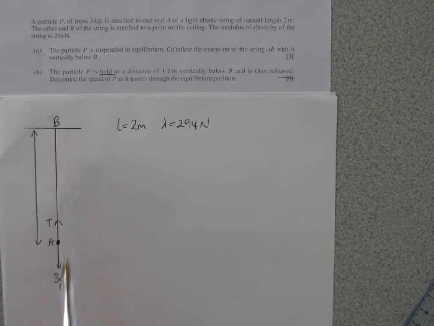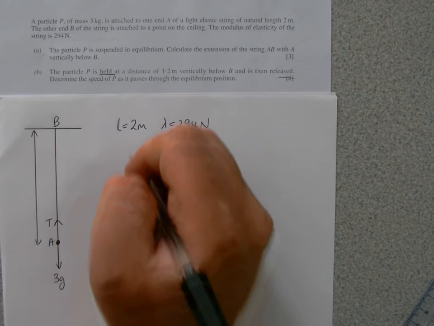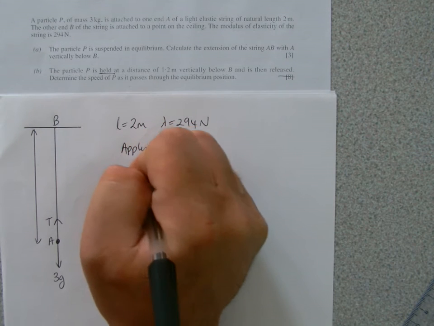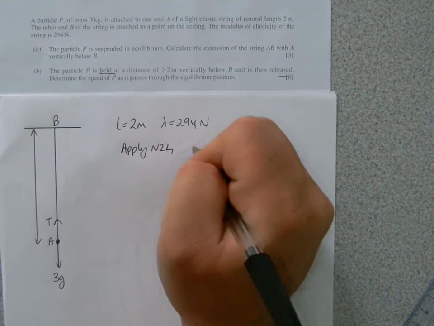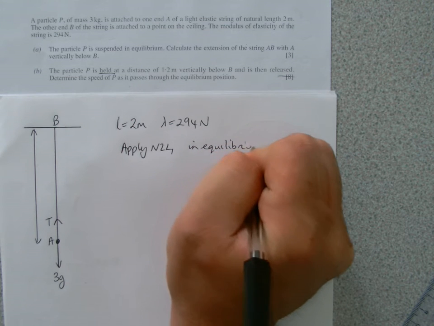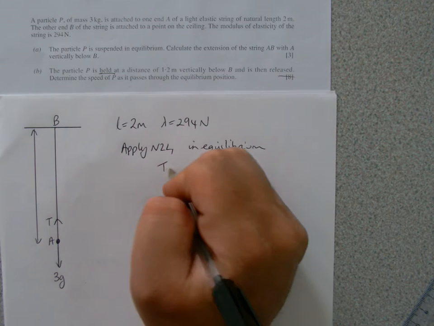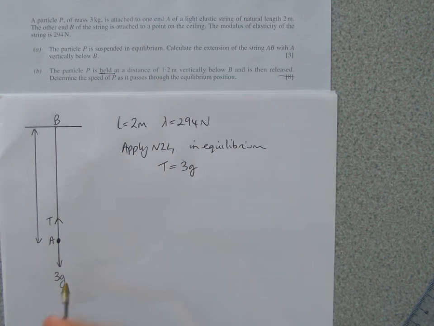So it's no longer going to be 2 meters, is it? Because you've got this mass at the end which is pulling it down, stretching that string. But what we can say is that it's in equilibrium, because it says clearly there in the question. So when we apply Newton's second law, because it's in equilibrium, the forces balance. In other words, the tension in the string has got to equal the weight of the particle. So the weight will be 3g.